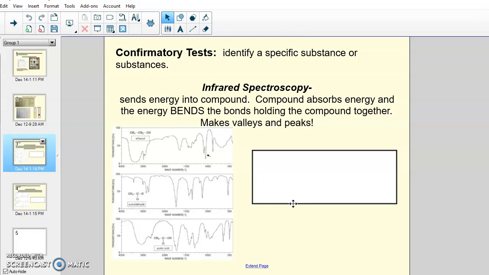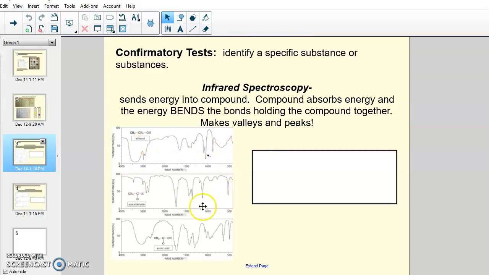And there's two specific tests that we're going to take a look at: infrared spectrometry and mass spectrometry. Those are going to be the ones that we do. So for infrared spectrometry or spectroscopy, you can say it either way, what it does is you take a little bit of the drug, you put it into an infrared machine, and it sends energy into the compound. The compound, the drug, absorbs the energy and it bends the bonds that are holding it together, and depending on what type of compound it is, it'll make different peaks and valleys.